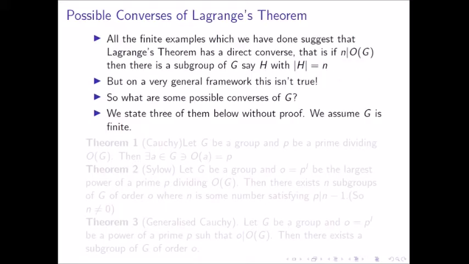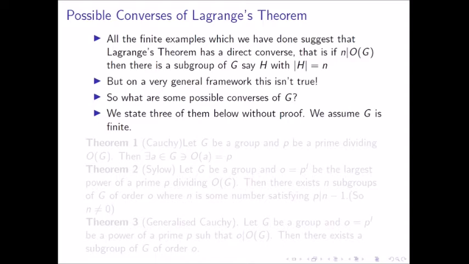So now let's look at some possible converses of Lagrange's theorem. All the finite examples which we have done suggest that Lagrange's theorem has a direct converse. In abelian groups, it indeed does. If n divides the order of G, then there is a subgroup of order n. But in the general framework, this isn't true actually. It's hard to think of counterexamples right now, because we haven't done a lot of non-abelian groups. But once you do, and there is something called alternating groups and such concepts, you'll realize that this isn't true.